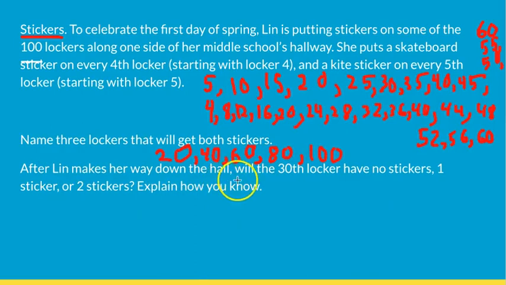After Lynn makes her way down the hall, will the 30th locker have no stickers, 1 sticker, or 2 stickers? Well, 30 is not a multiple of 4, but it is a multiple of 5, so it's going to have 1 sticker. And the way we know that is because it only has 1 of the 2 possibilities. 4 is not a factor of 30, but 5 is a factor of 30, and that's how it's going to end up with 1 sticker on the 30th locker.